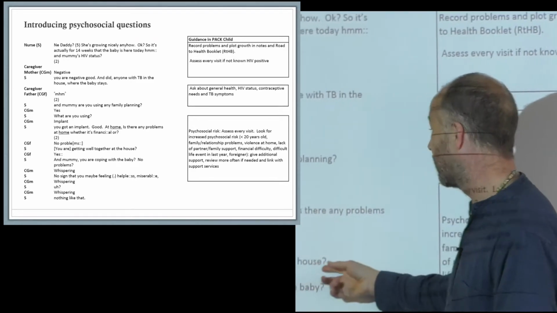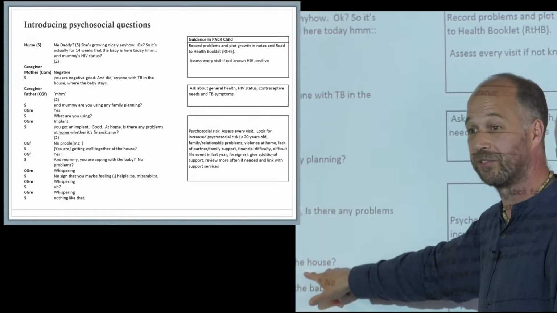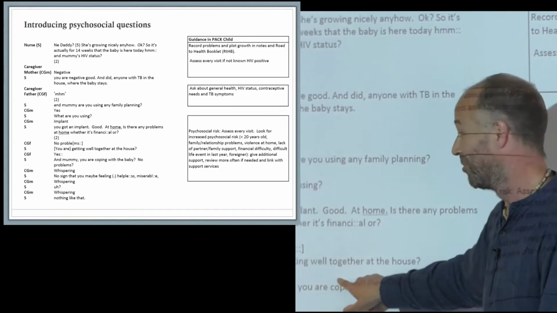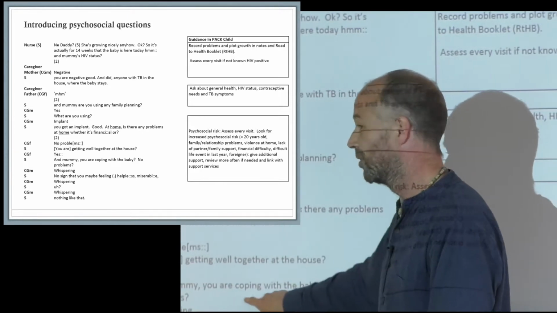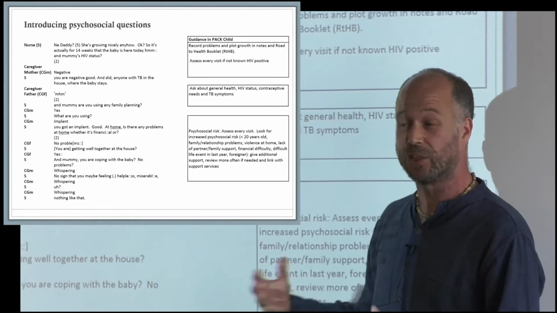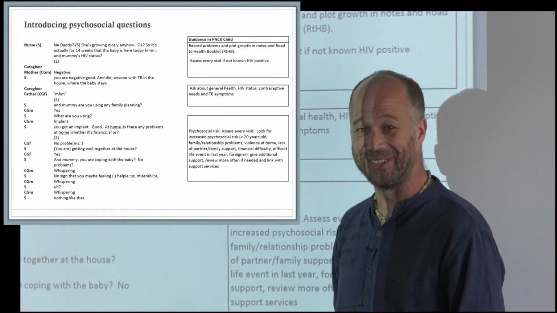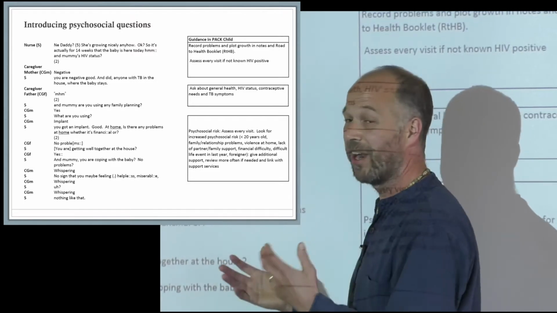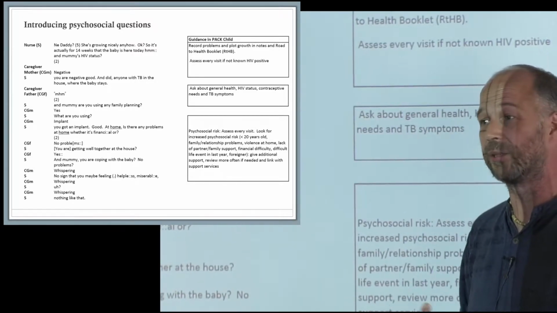So these questions are delivered as declarative, polarized questions with the answer in the question. You're getting well together in the house, just say yes. And you're coping with the baby, no problems. Okay, so the answer's in the question. These are questions designed to not have a lot of discussion. These are designed to rule out the problems, and you've got the mother and the father there, so it's like, are they really going to disclose in this situation?